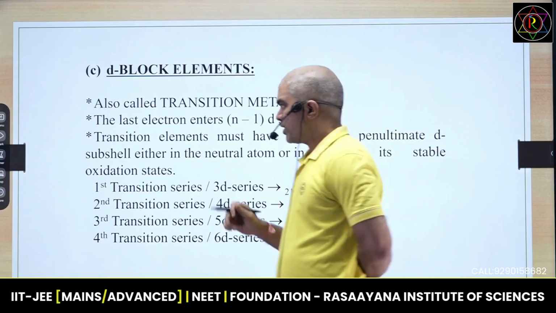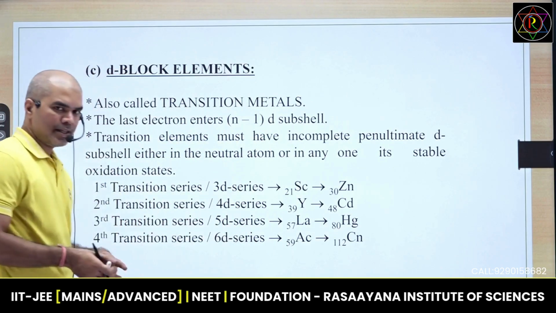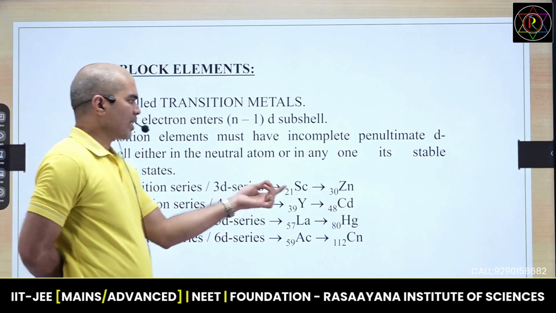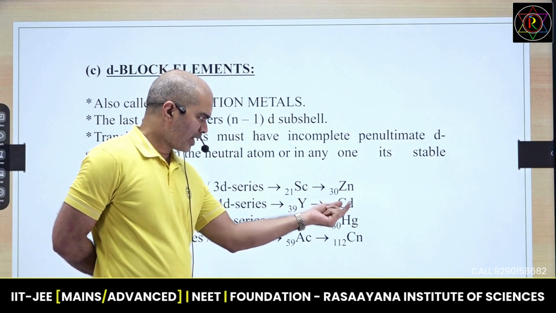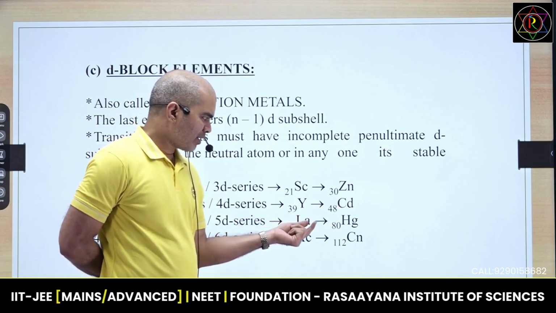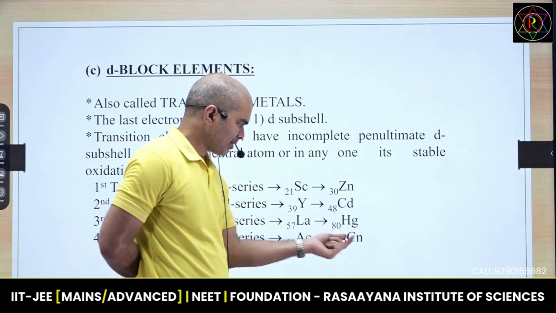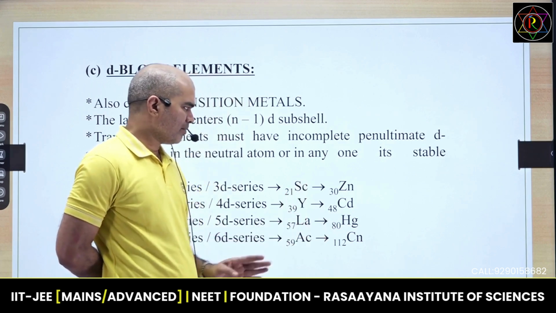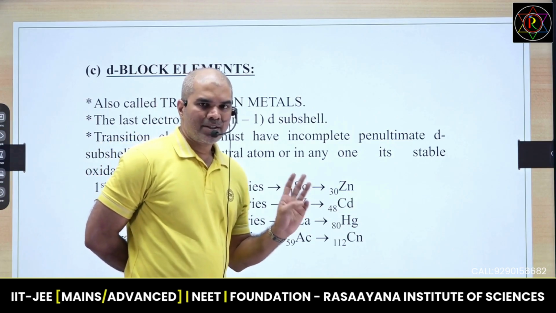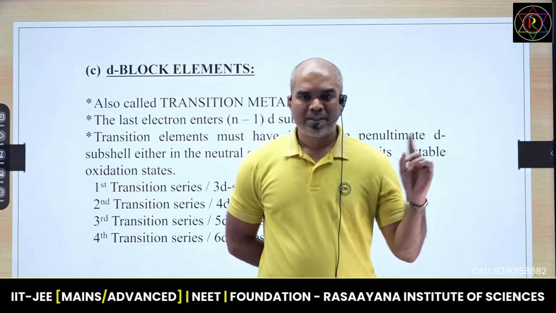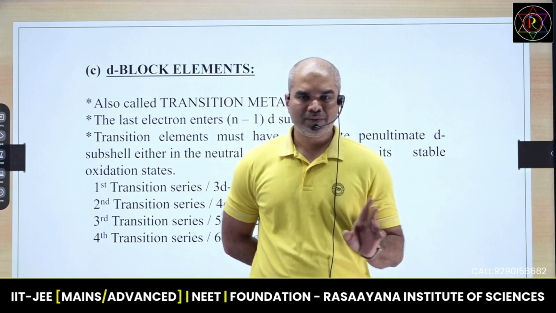If it is a transition element, we have altogether 4 different series: 3d series, 4d series, 5d series and 6d series. 3d series begins from scandium ending with zinc, 4d series starting with yttrium ending with cadmium, 5d series starting with lanthanum ending with mercury, and 6d series starting with actinium ending with copernicium. So scandium, yttrium, lanthanum, actinium, zinc, cadmium, mercury and copernicium. You have to remember these elements. Copernicium has atomic number 112.